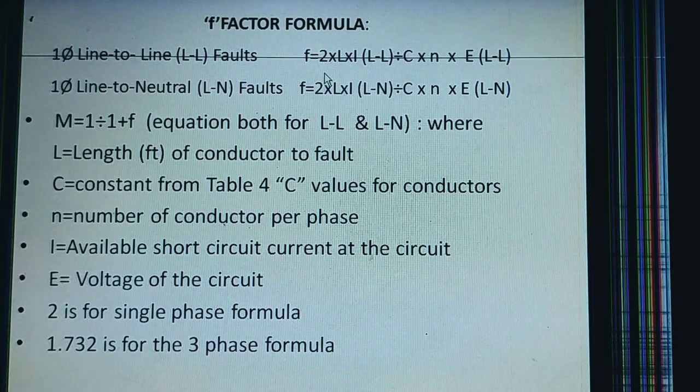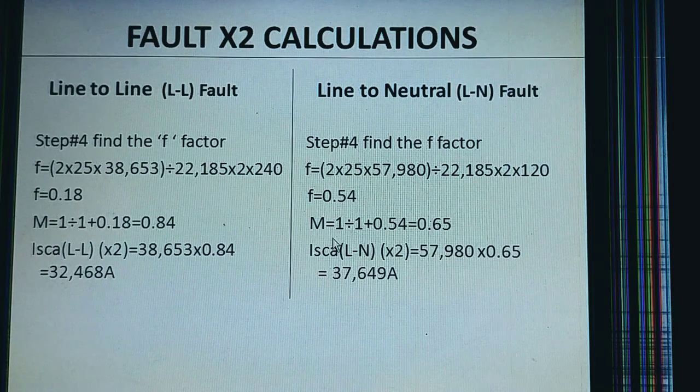Okay, now let's go to the next, the F factor formula. We're going to calculate the F factor formula for the line to line volts. Basically they are the same except for the line to line voltage and the line to neutral. This one will have a 240 line to line voltage applied in this formula, and in the line to neutral we are going to apply 120 volts. Both are the same equation, but with a different factor. These are the length of the conductors to the fault and this constant value, so we are going to see this later. Then the number of conductors per phase, whether they are in parallel or a single one per phase, and the available short circuit current and the circuit voltage. The 2 is for the single phase formula, and 1.732 is for the 3 phase formula. Okay, that's it. Let's go for the fault and the F factor calculation as per our one line diagram.